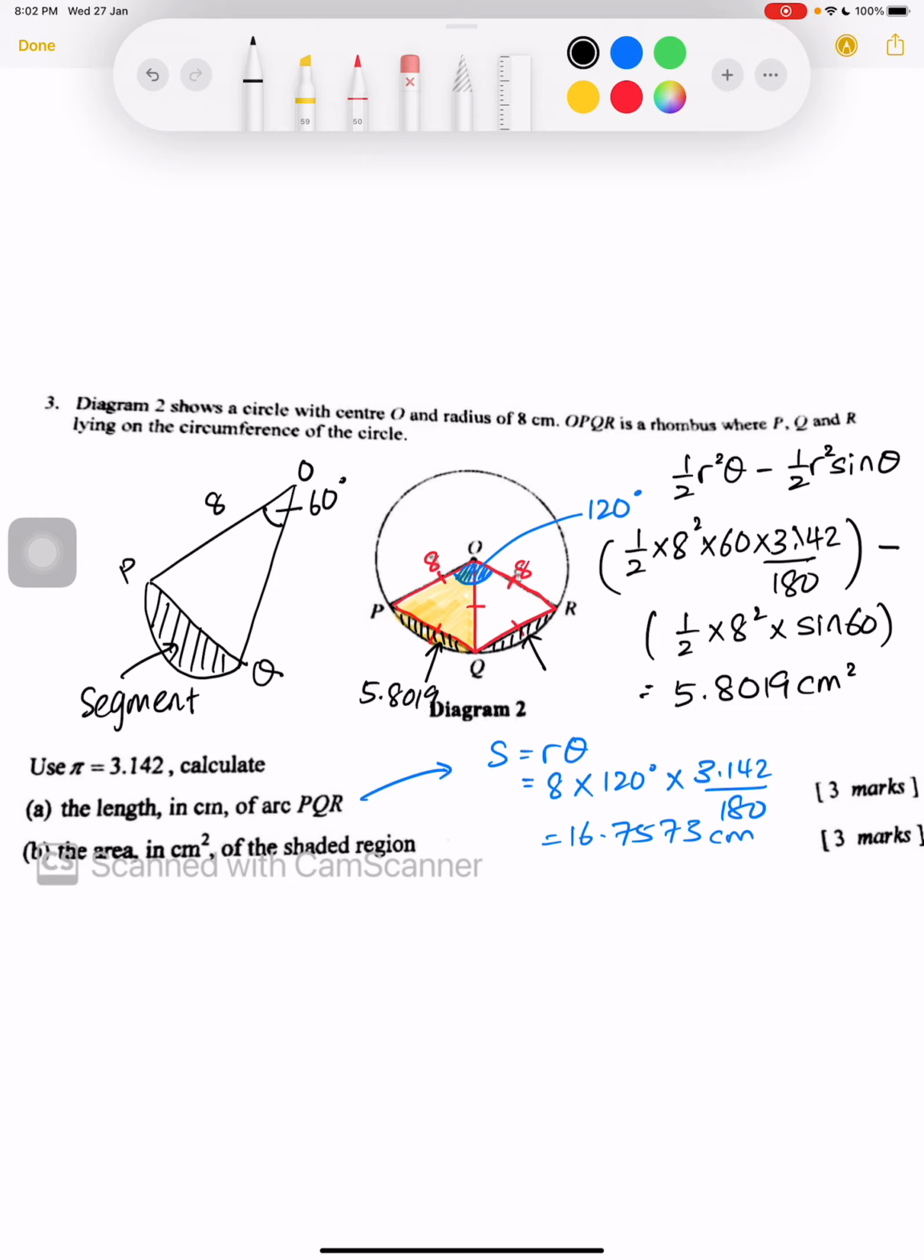So this is 5.8019. Now if I want to get the area of the shaded region, it means that for the final answer I need to multiply by 2, right? So this one I multiply by 2. So now I get the final answer, which is equivalent to 11.6037 centimeter square. Okay, so that's my answer for question B. So this is B, and over here this is A.